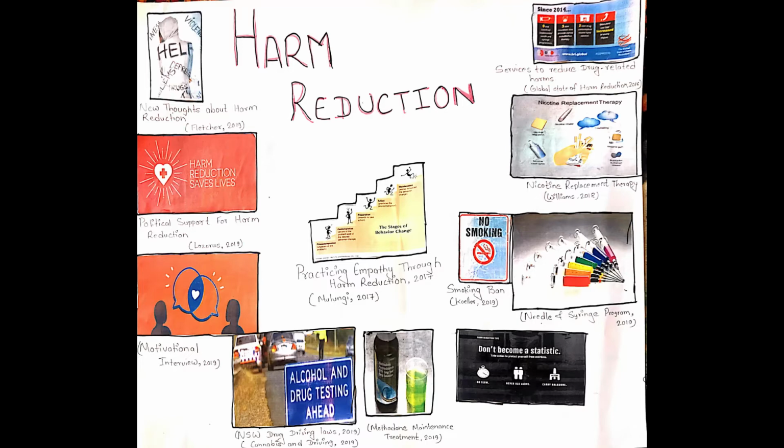Harm minimization consists of three pillars: harm reduction, supply reduction, and demand reduction. For my poster presentation, I have chosen the harm reduction pillar. Harm reduction is a practical strategy and ideas committed to minimize the health, social, and economic harm potentially associated with drug use.